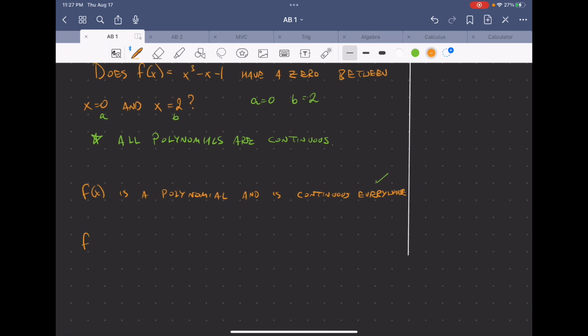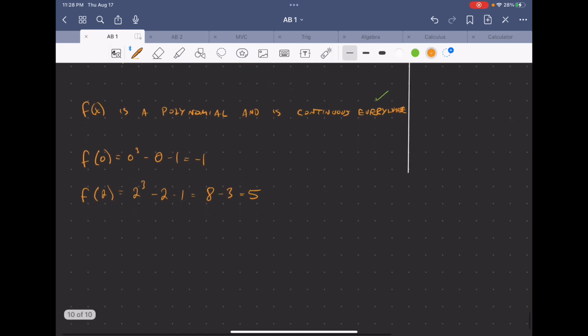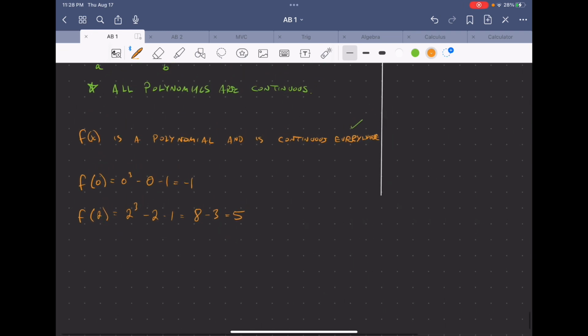So f of a would be f of 0. So all I have to do is plug in 0 to the function. So this would be 0 cubed minus 0 minus 1. So f of a, which is f of 0, that's equal to negative 1. And then my f of b would be f of 2, which is 2 cubed minus 2 minus 1. 2 cubed is 8 minus 3. 8 minus 3 is 5. So I've got that. I've got my y values.